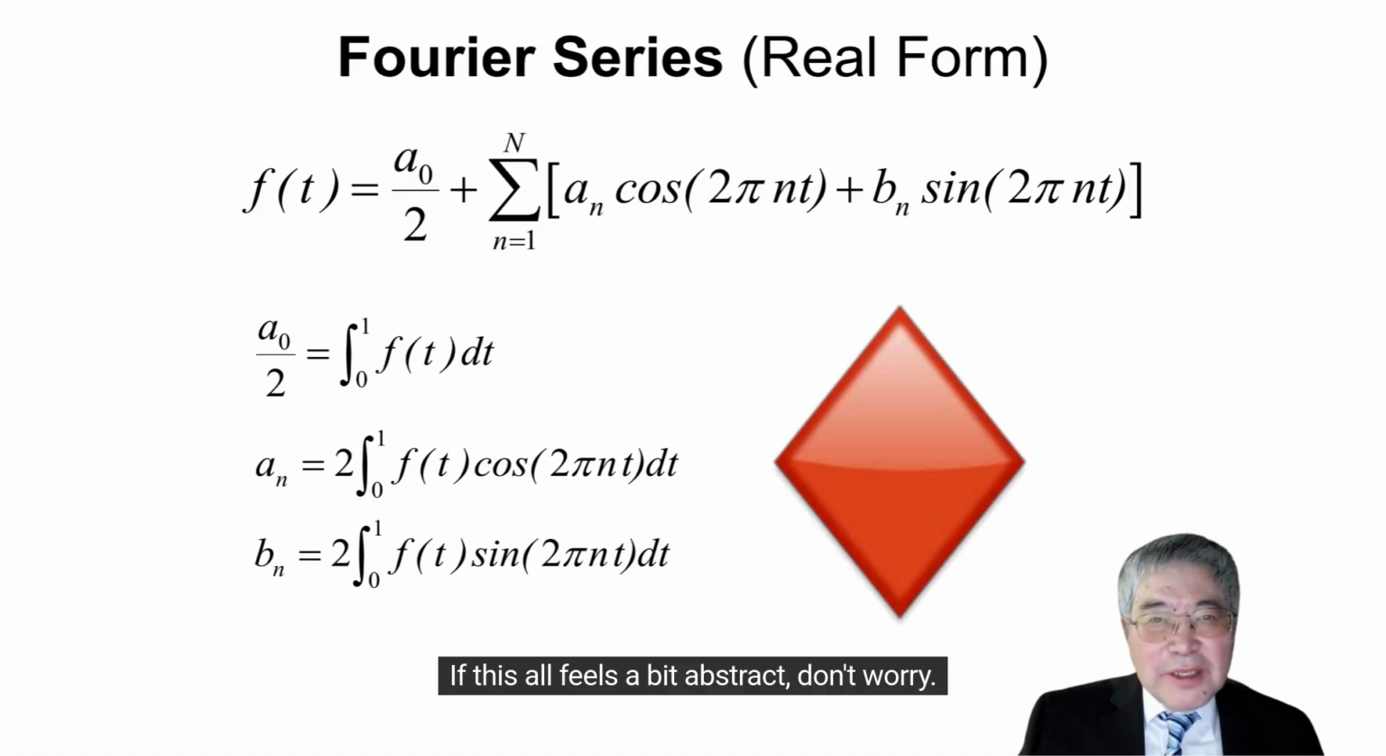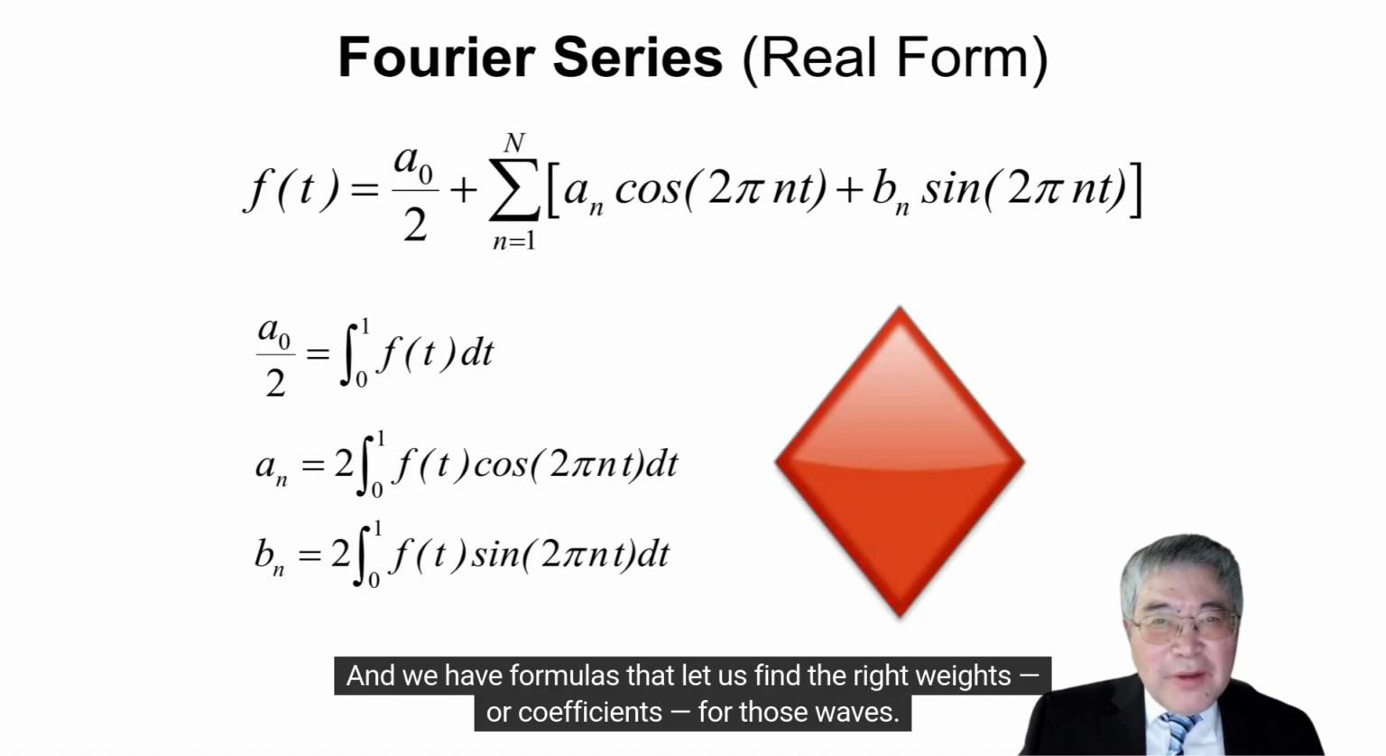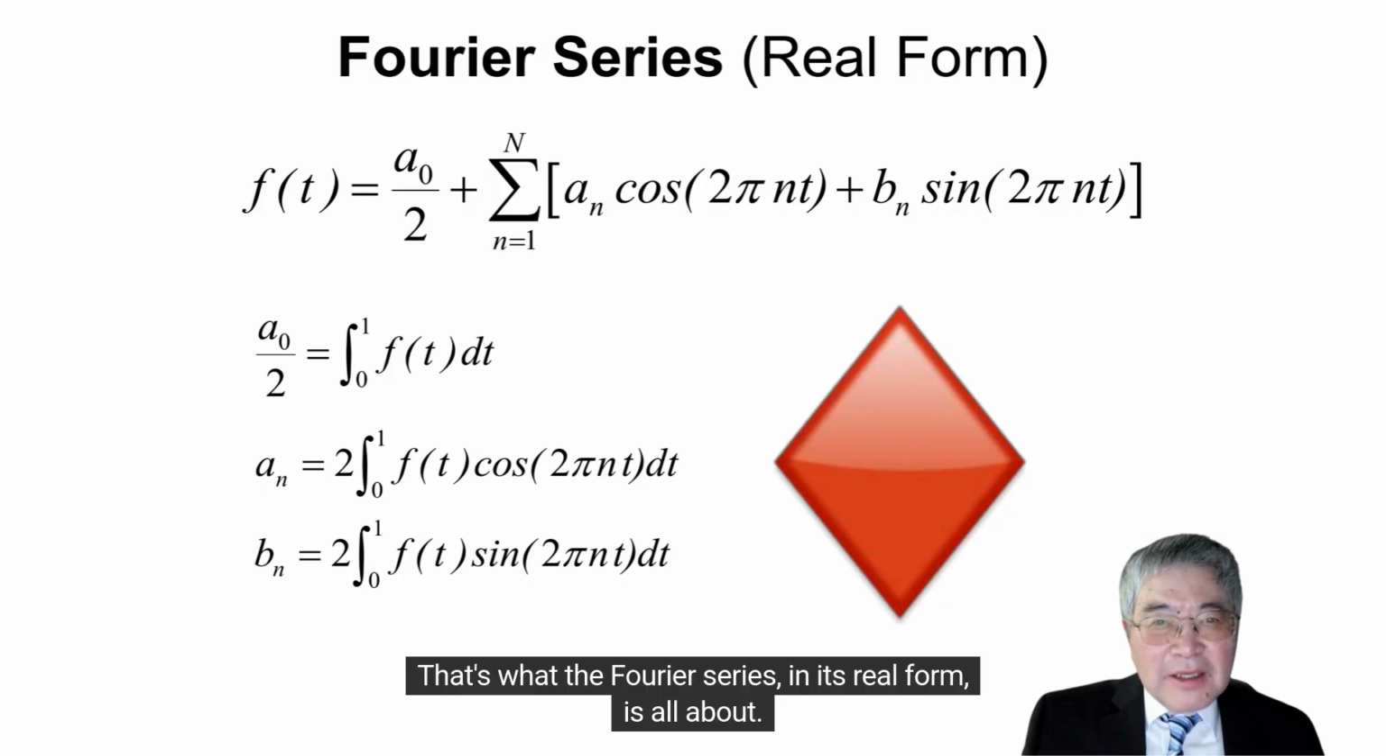If this all feels a bit abstract, don't worry. The key takeaway is, we're representing a function as a sum of waves, and we have formulas that let us find the right weights, or coefficients, for those waves. That's what the Fourier series in its real form is all about.